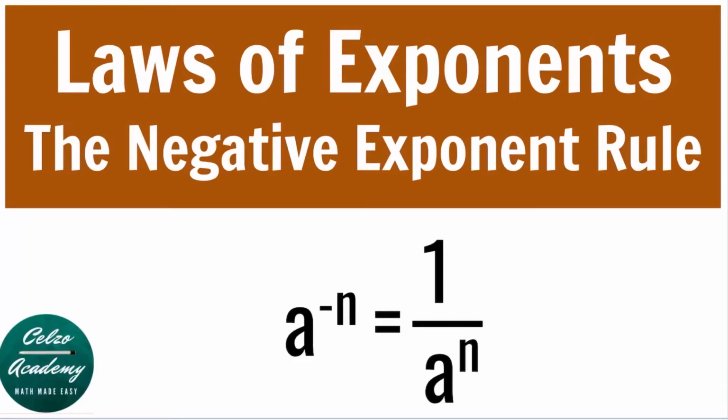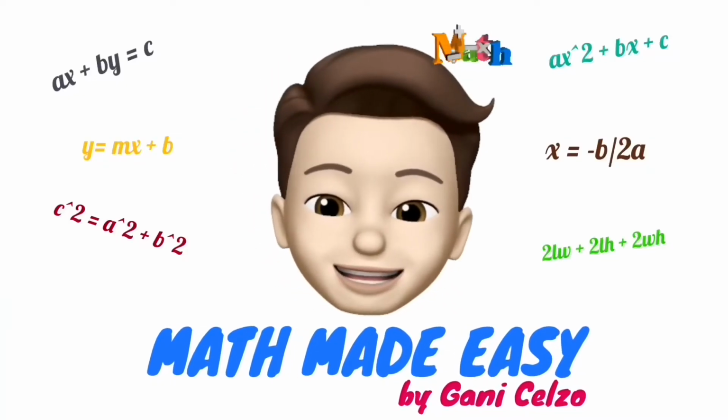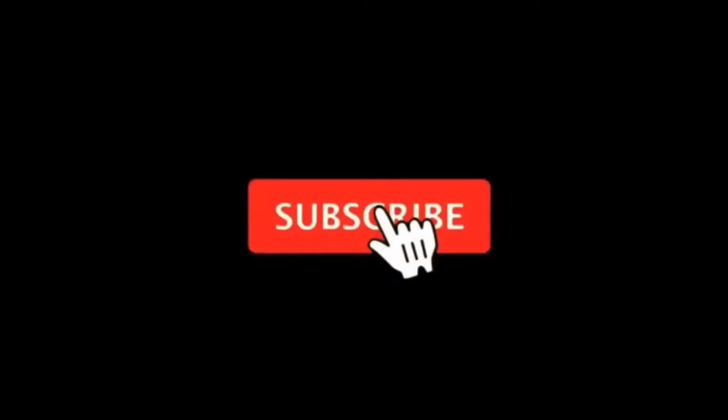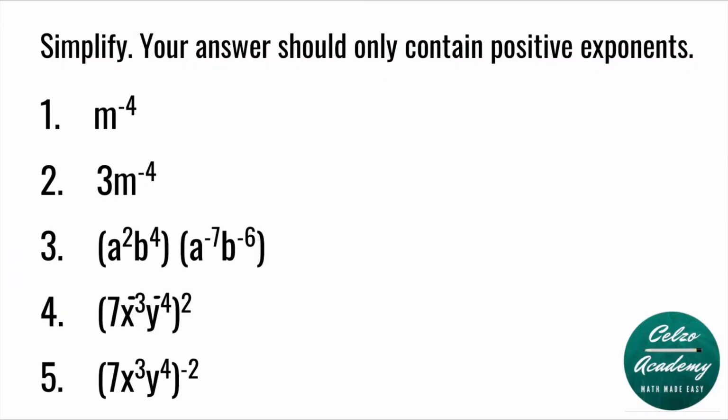Today we're learning the negative exponent rule. The negative exponent rule states that a to the power of negative n is equal to 1 over a to the power of n. Here are the examples. Give it a try and play the video whenever you're ready for the solutions.